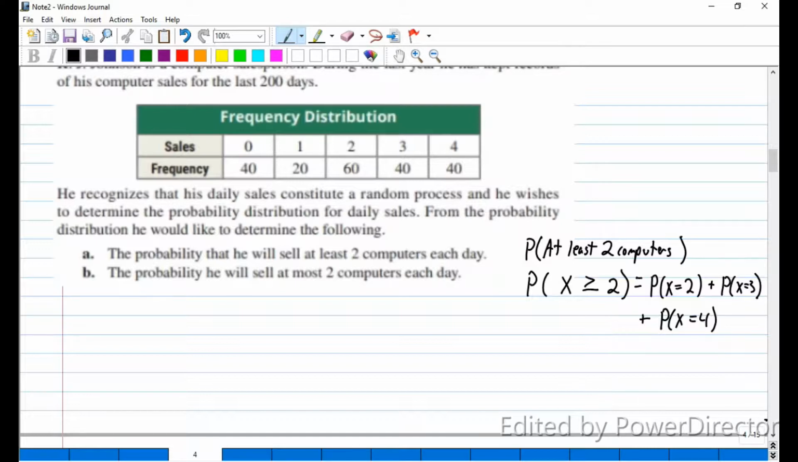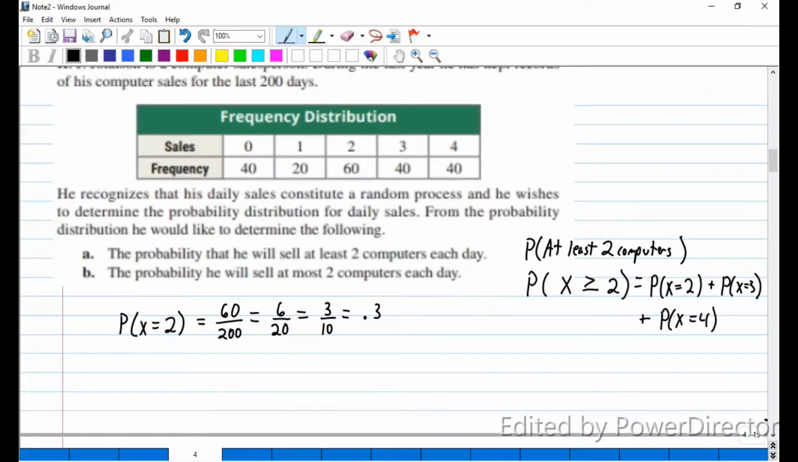So we're told that we have 200 days. That's how many days this salesperson kept these records. So the probability that X equals 2, it looks like he sold 2 computers on 60 of those days. So that would be 60 out of 200, or 6 out of 20, or, how do I reduce that fraction? 3 out of 10, or 0.3.